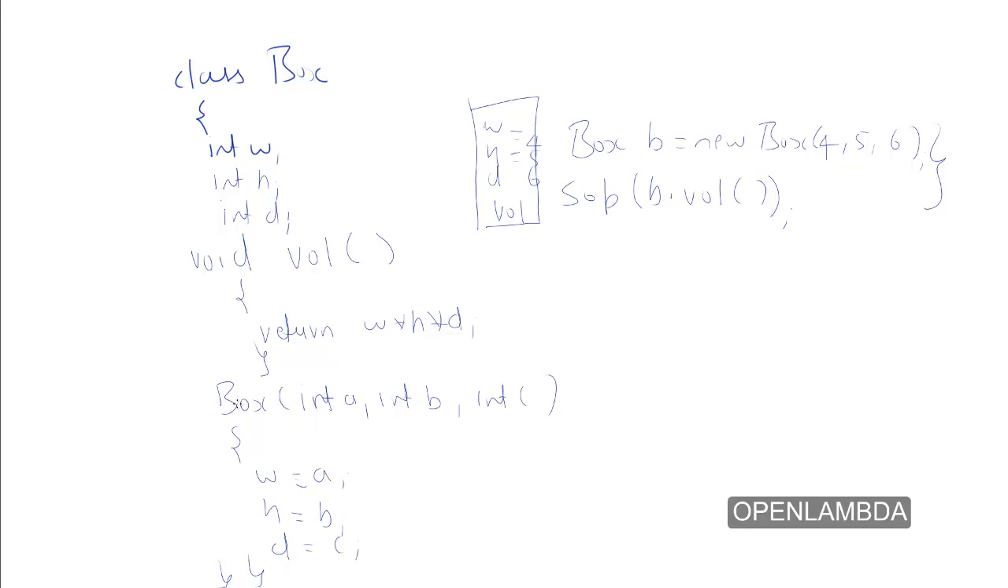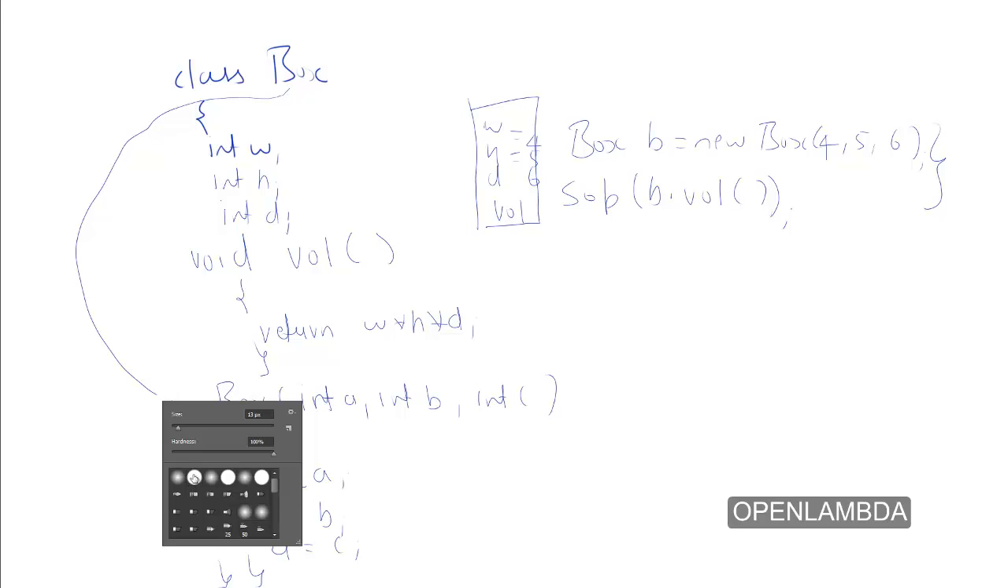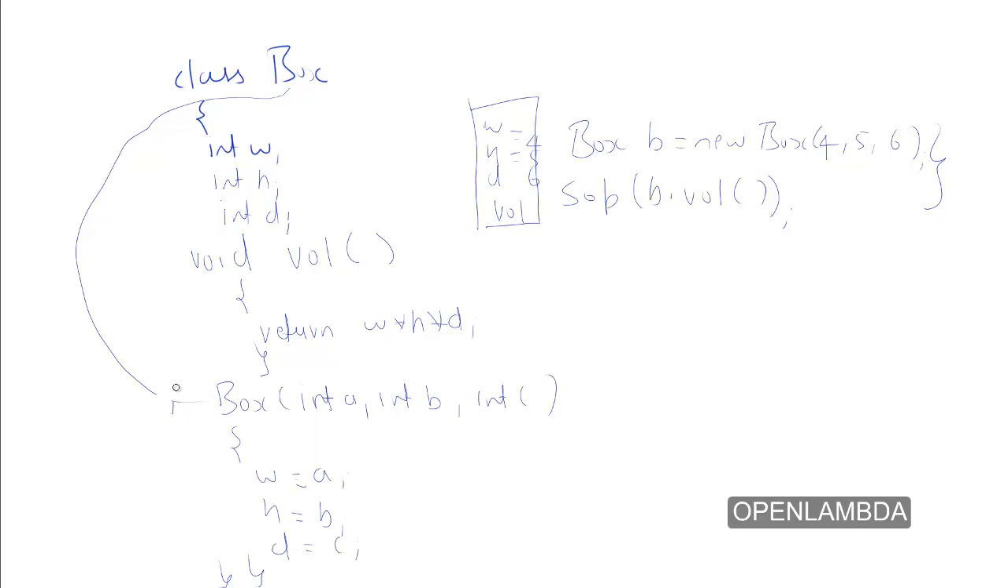The name of the constructor should be the same as the name of the class. If it is different, then it is not treated as a constructor. If I have a return type for this, if I go ahead and specify this as void, this becomes a method.